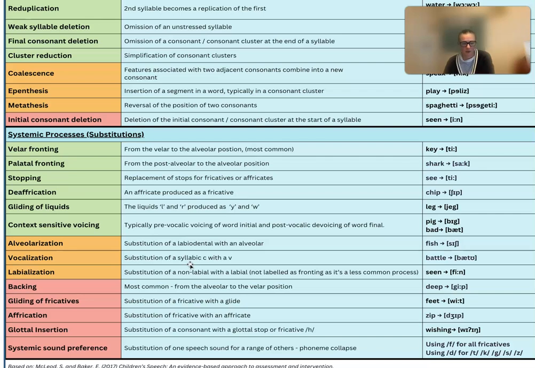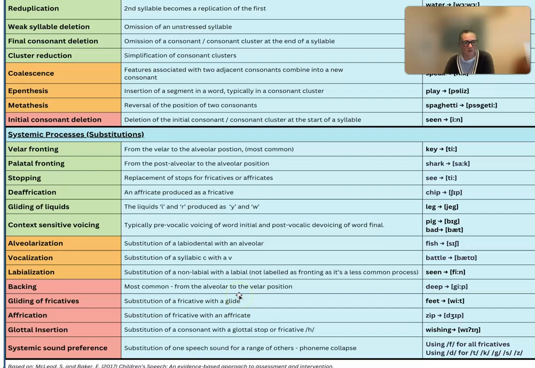And then we've got gliding of fricatives. So a substitution of a fricative with a glide. That would be a child who doesn't say soft, that they like using those y and w sounds. So they might do feet to wheat. That often happens within consonant clusters as well. If you're trying to figure out what's going on, why are they using a w when it's, I don't know, a slur, they might have just changed a couple of things in there to make it a glide. So feet to wheat is the example there.